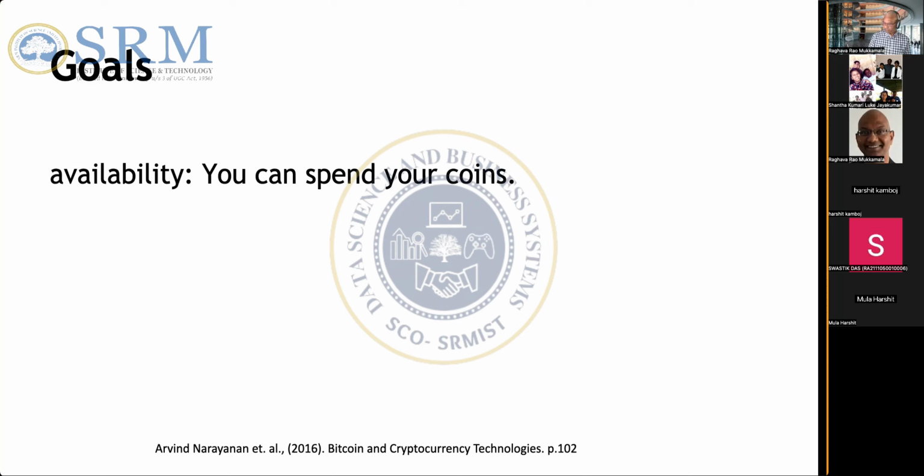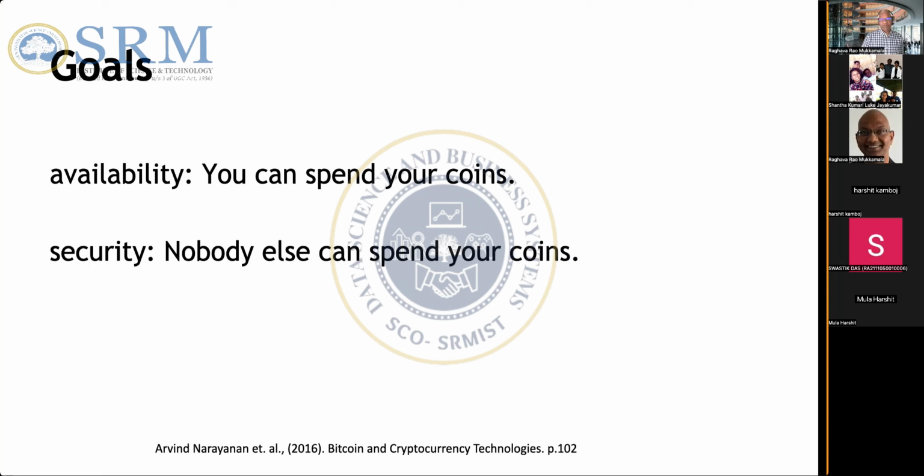So when we look into the strategies for storing the coins, we look into 3 characteristics. The first is availability. Availability means whether you need these coins to be available all the time, or how much availability you have. For example, if you have your key in your mobile phone, then it is always available with you, because normally you will always keep your mobile phone. So that is the availability. And the second aspect is security. Security means nobody else can spend your coins. So how secure is the storage where you store the keys?